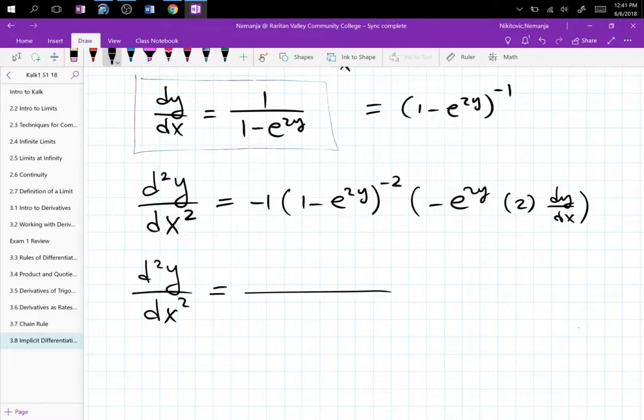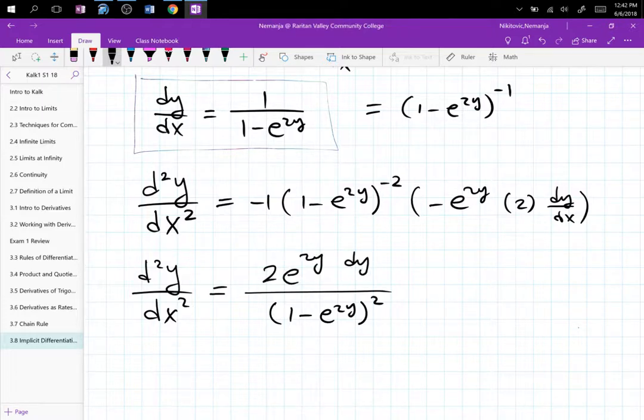So what do I have in denominator? I have 1 minus e to the 2y squared, and in the numerator I have 2e to the 2y dy dx. Yes, the second derivative is in terms of the first derivative. But the good thing is that you know what the first derivative is, so plug that in now. Plug in from the box.